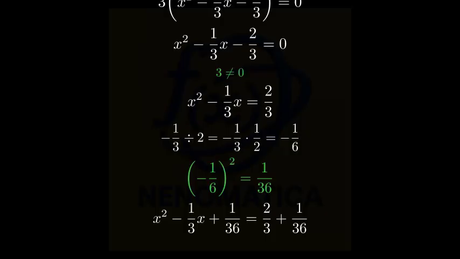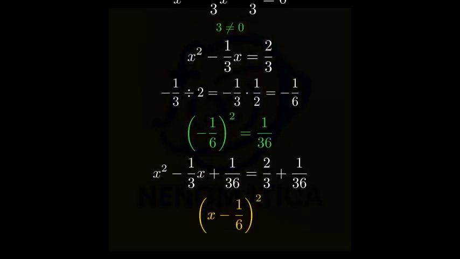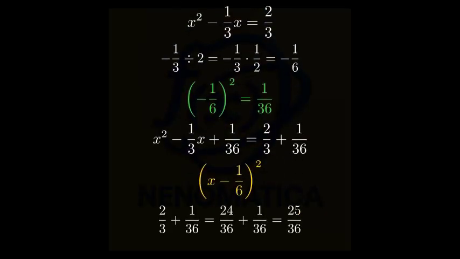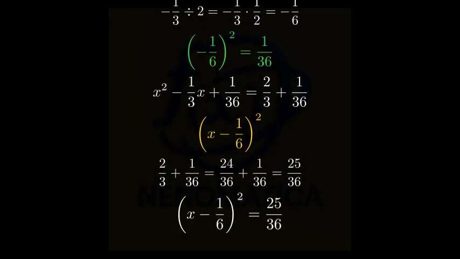Step 6. The left side is now a perfect square. It becomes the quantity x minus 1/6 squared. On the right side, 2/3 plus 1 over 36 equals 25 over 36. So we have the quantity x minus 1/6 squared equals 25 over 36.